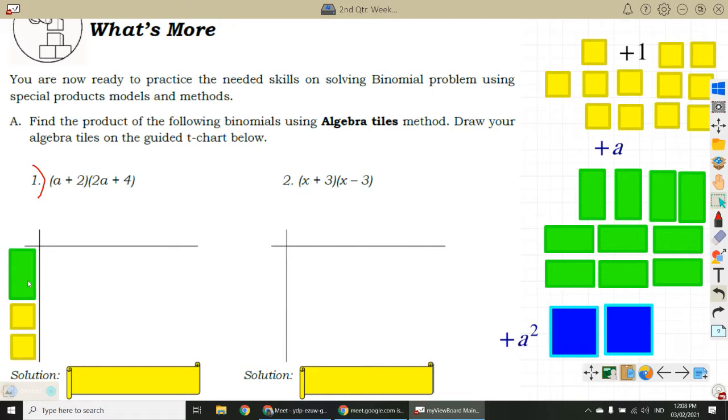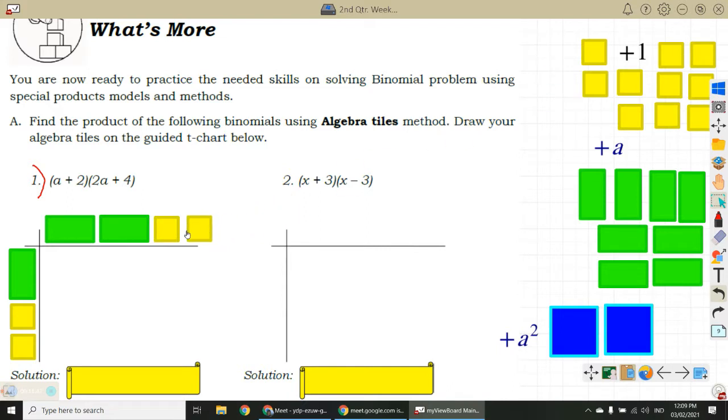Okay, a block. And then we have 2a plus 4. So we have 2a, dalawang blocks. This represents a. Plus 4 units. So let's have 4 units. 1, 2, 3, 4.